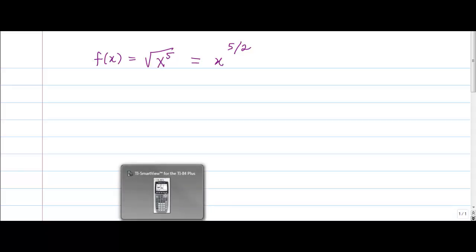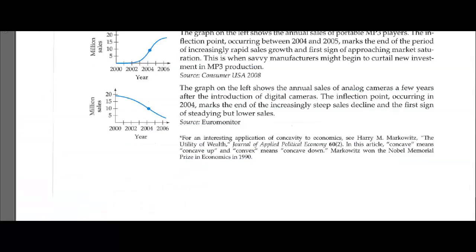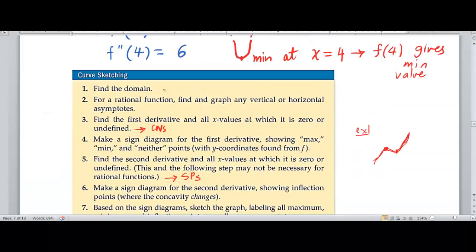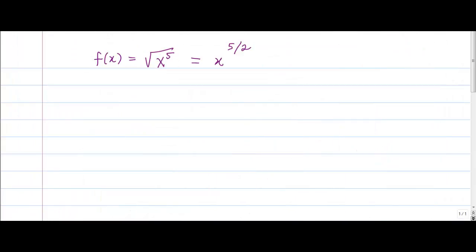Again, let's look at our steps. Find the domain. Okay, so now we want to know the domain of this function. Is there anywhere where this function is undefined? Well, this is a square root function, right? So it has to be only valid for positive values of x. Okay.